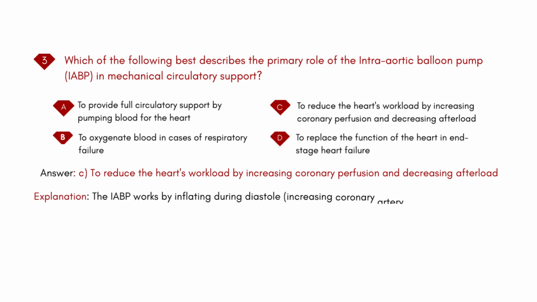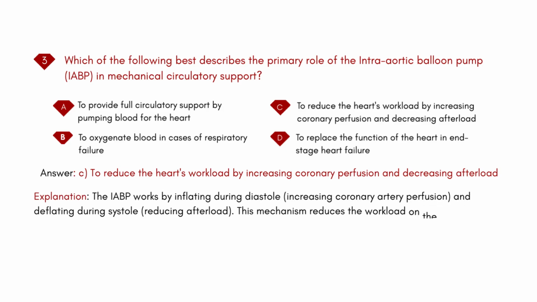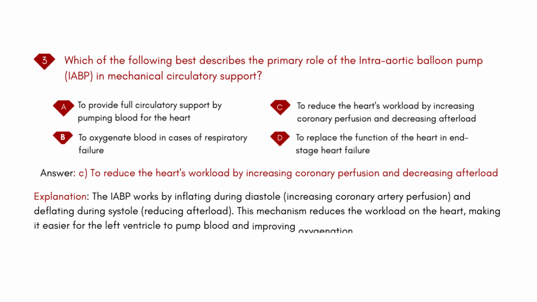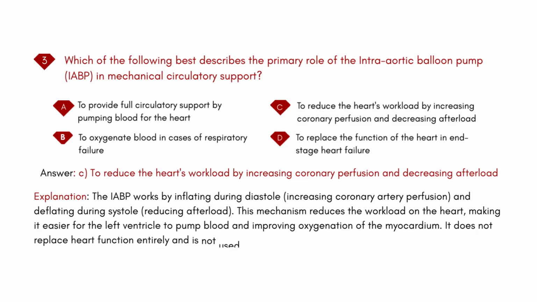Explanation: the IABP works by inflating during diastole, increasing coronary artery perfusion, and deflating during systole, reducing afterload. This mechanism reduces the workload on the heart, making it easier for the left ventricle to pump blood and improving oxygenation of the myocardium. It does not replace heart function entirely and is not used for full circulatory support.